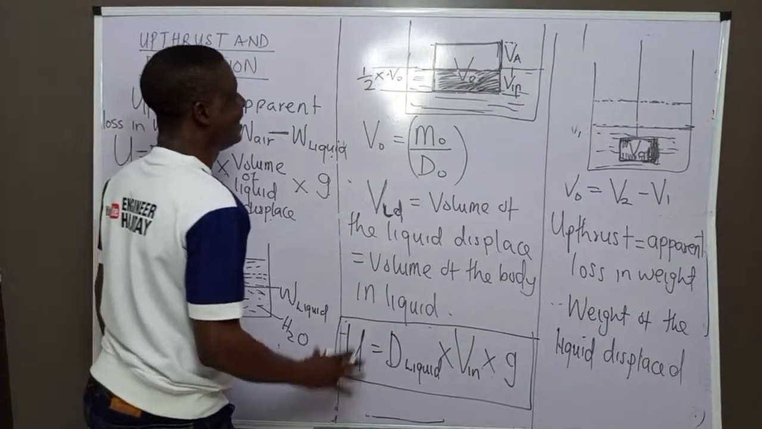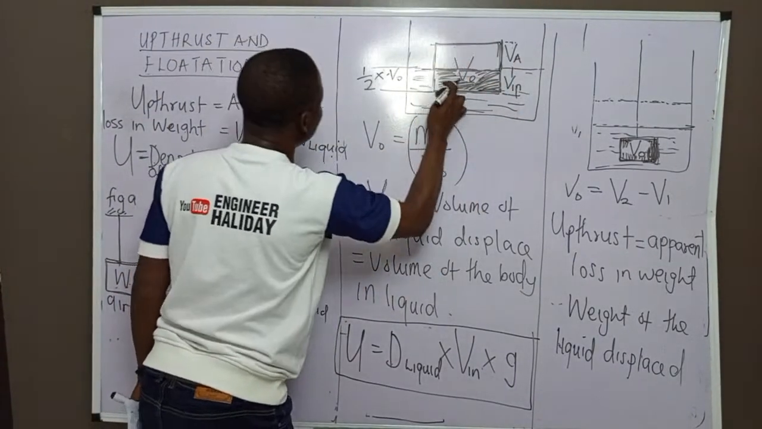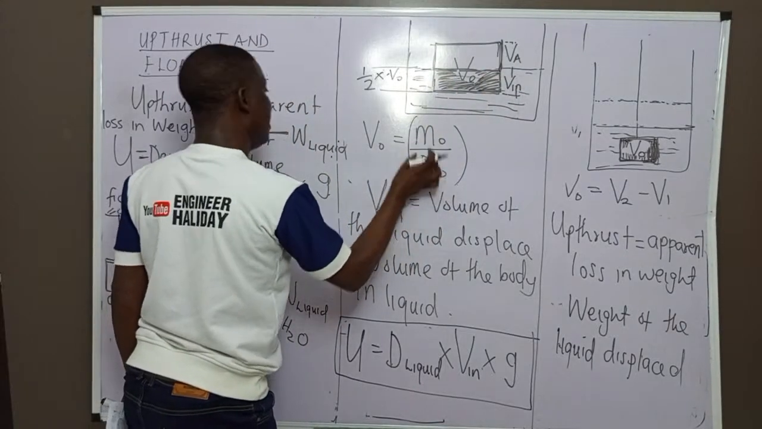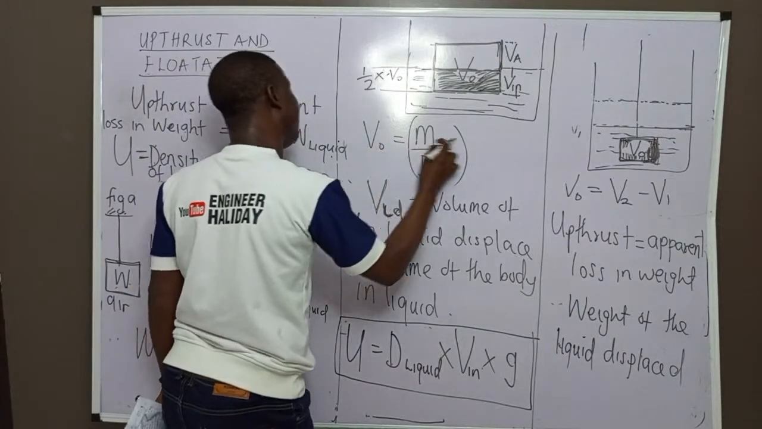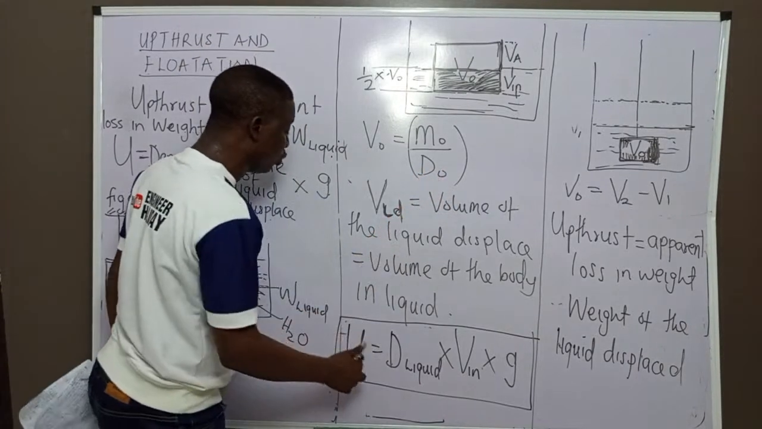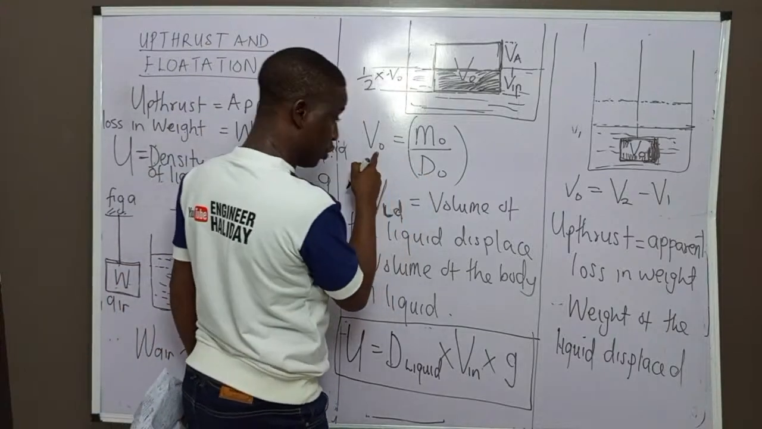Most of the time they don't give you this one. They give you the volume of the object by giving you the mass and the density. You get the volume by mass of the object divided by density of the object. I'm not saying density of the liquid. There are two densities here. Density of liquid is based on density of the object. You get the volume of the object.